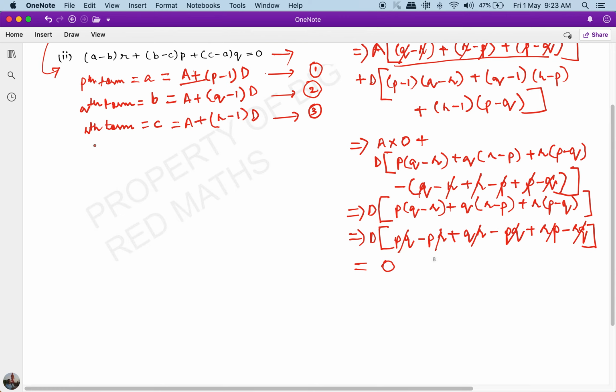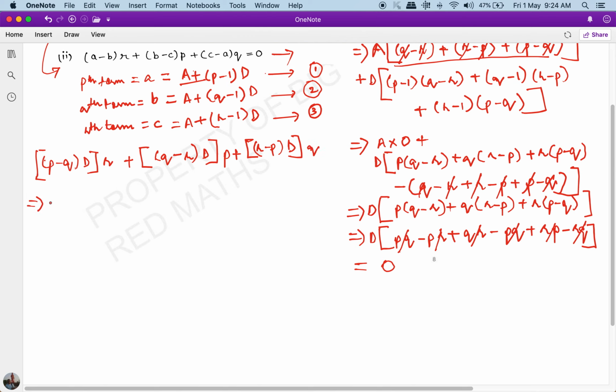Now if I have to do A minus B, this A will get cancelled with this A, and this minus D will get cancelled with this D. So A minus B will be equal to P minus Q into D. Agreed? A minus B is P minus Q into D. And this thing is multiplied with R. Plus B minus C is equal to Q minus R multiplied by D, and this whole thing is multiplied by P, plus C minus A is R minus P, this whole thing multiplied by D, and this whole thing is multiplied by Q.